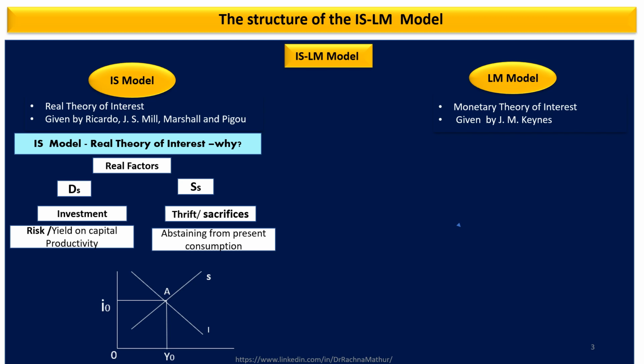So the interest rate is decided on the basis of real factors. The supply of saving is an upward sloping curve and positively related with the rate of interest. The higher the rate of interest, the higher will be the supply of saving because people will make more sacrifice and abstain from present consumption to earn the high interest rate. Whereas the demand for saving is done for investment, but it is negatively related with the rate of interest. The higher the rate of interest, the lower the demand for investment, and vice versa. So the equilibrium interest rate is decided on the basis of the demand for saving and the supply of saving at point A, which gives the equilibrium interest rate and the level of income.